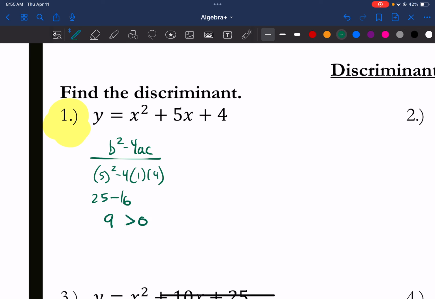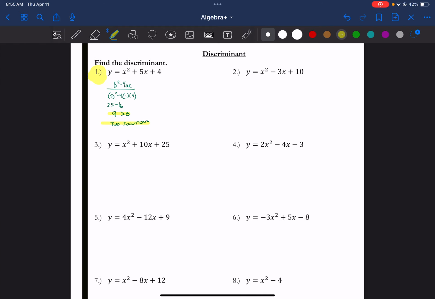9 is greater than 0. I get 2 solutions. So again, my discriminant is 9, which is greater than 0, and that tells me there are 2 solutions. So that is what I'm looking for when you do the discriminant. There's tons of practice on this, so continue to go ahead and practice.